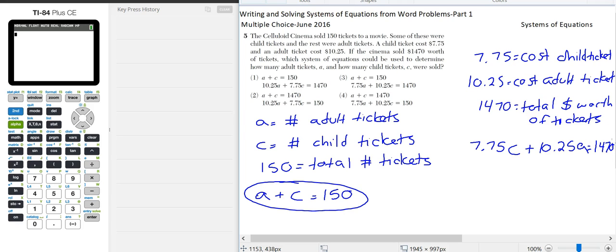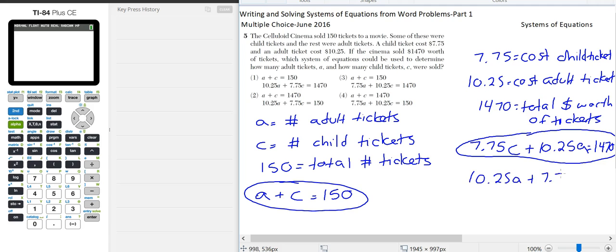What this equation is saying is that for every child ticket, we get another 7.75. For every adult ticket, we get another 10.25. And the total that we earn from all our child tickets and all our adult tickets is 1470. So which choice do these equations match? It's choice 1, A plus C is equal to 150. And we could rewrite our other equation as 10.25A plus 7.75C is equal to 1470. The order doesn't matter in addition. And that is choice 1.